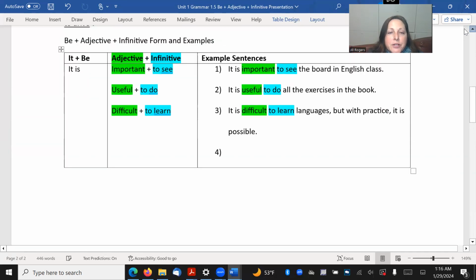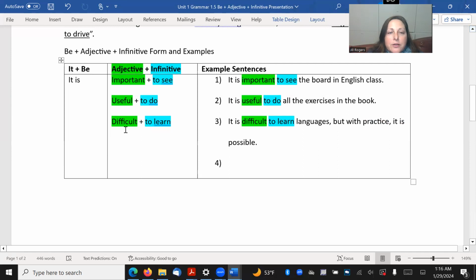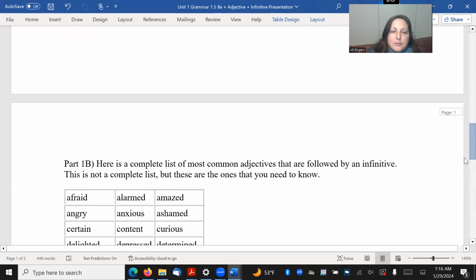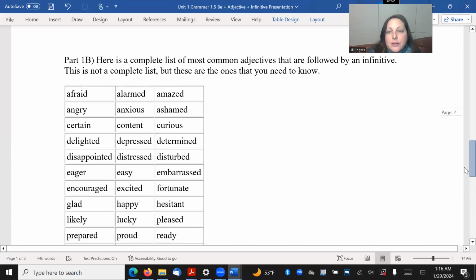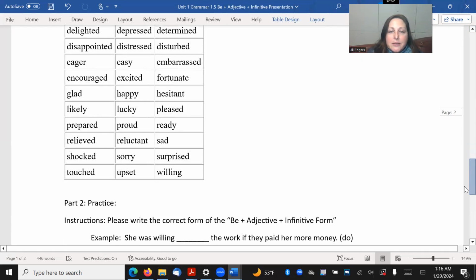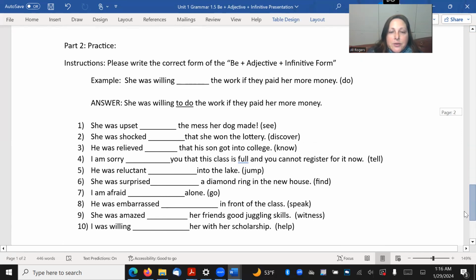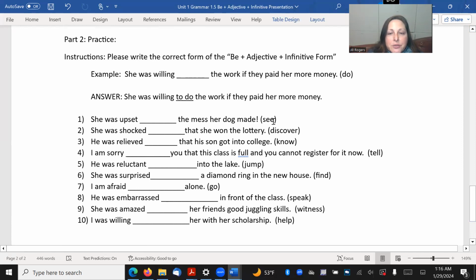You need to remember adjectives, description words, and then the infinitives. To see, to do, to learn. So those are the adjectives that are typically followed by an infinitive. These are the ones I picked: to see, to discover, to know, to tell, to jump, to find, to go, to speak, to witness, and to help.